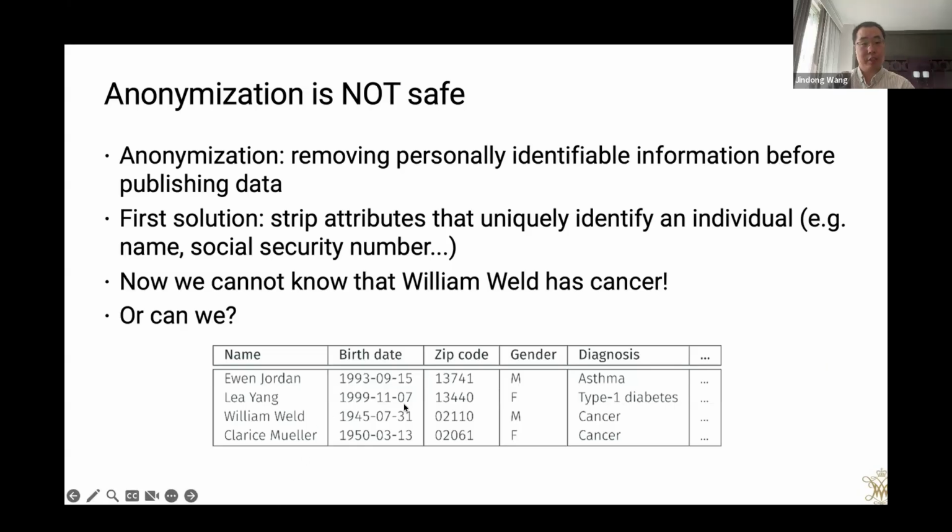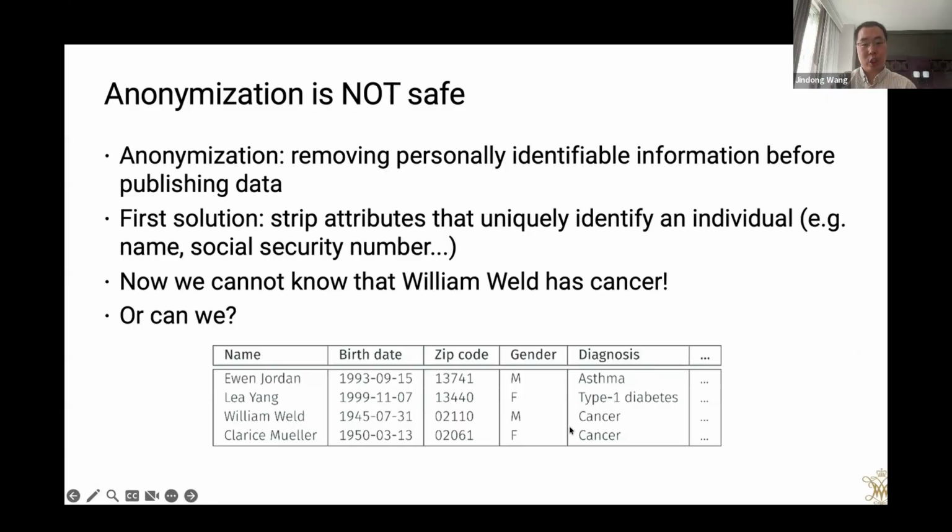So this table is actually very famous. It shows some names, right? The name, birth date, zip code, gender, diagnosis, and so on. So in this table, there is a name called William Wells. If any of you are from Massachusetts or any of your relatives are from Massachusetts, you will see this guy is actually the governor of Massachusetts, from many years ago.